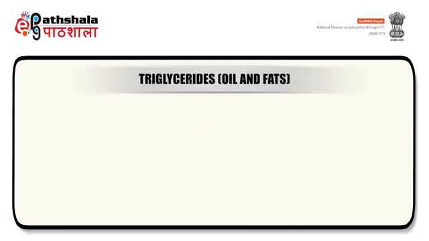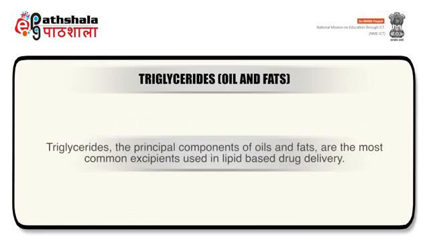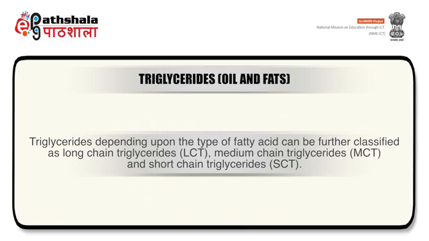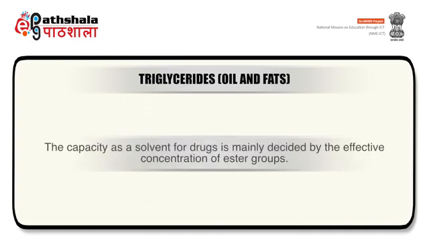So now we will discuss in brief triglycerides, which also form oils and fats. Triglycerides, the principal components of oils and fats, are the most common excipients used in lipid-based drug delivery. They are fully digested and absorbed in the body and do not possess safety-related issues. Triglycerides, depending upon the type of fatty acid, can be further classified as long chain triglycerides, also called LCT, medium chain triglycerides, also called MCT, and short chain triglycerides, also called SCT. The capacity as a solvent for drugs is mainly decided by the effective concentration of ester groups.